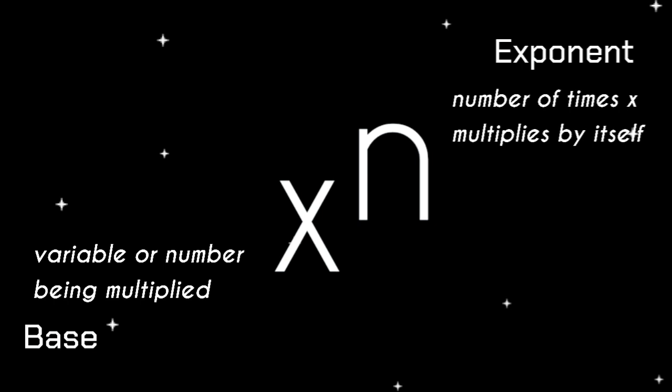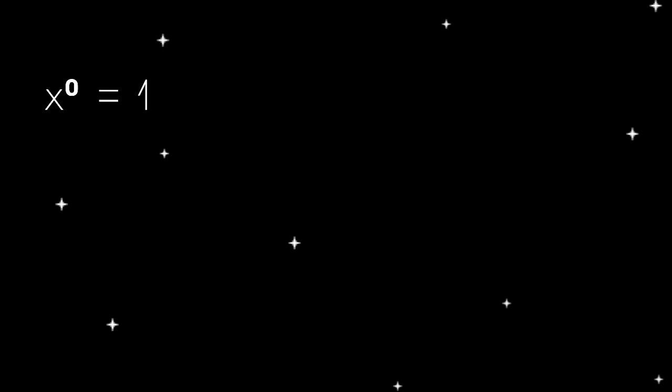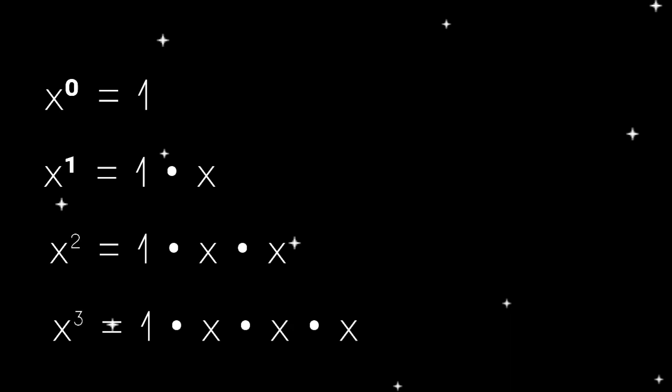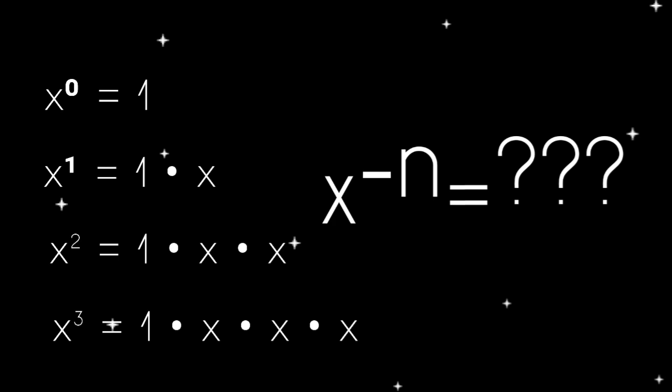or number being multiplied. Automatically, x raised to power of 0 equals 1, x raised to power of 1 equals 1 times x, x raised to power of 2 equals 1 times x times x, x raised to power of 3 equals 1 times x times x times x, and so on and so forth. But what about x raised to power of negative n? Can you multiply a number various times negatively?